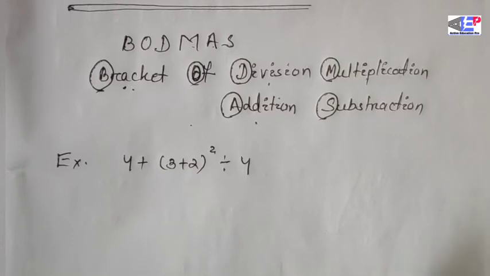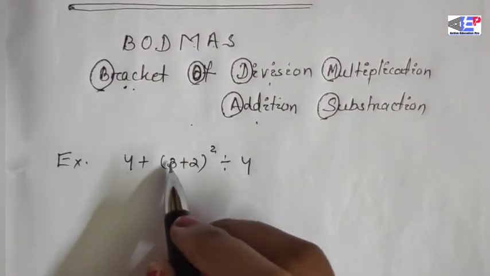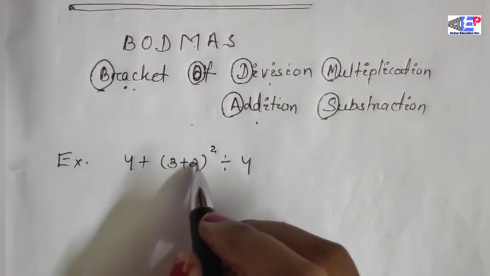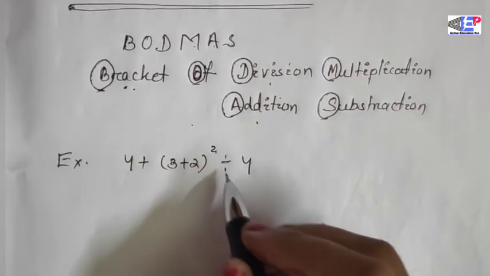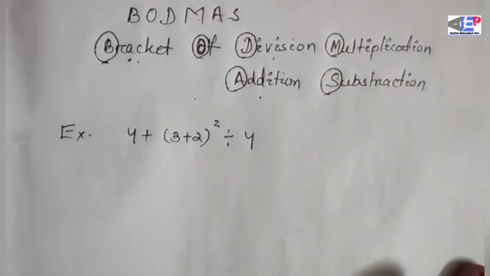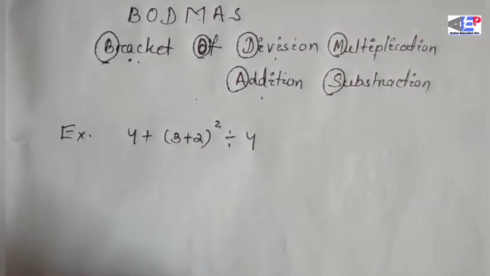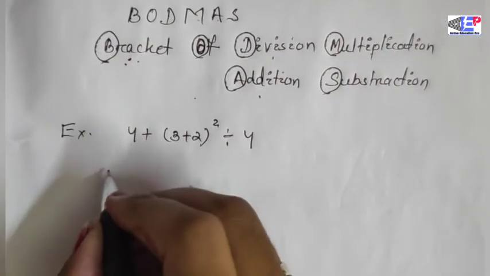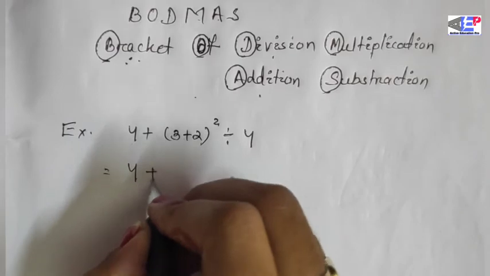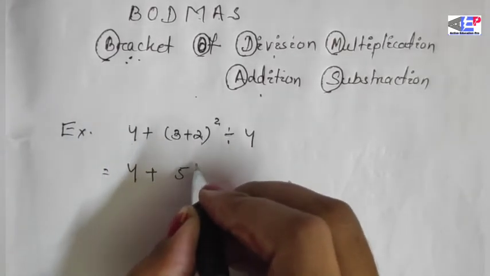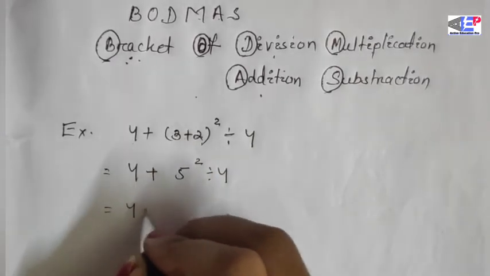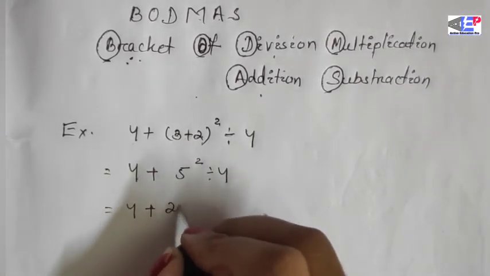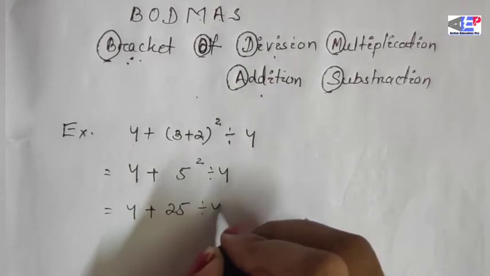Here is our first question. 4 plus bracket start 3 plus 2 bracket end, then square, power 2, divided by 4. As per our rule, first remove the bracket. First solve the bracket: 3 plus 2 is 5. Then 4 plus 5 square is 25, divided by 4.